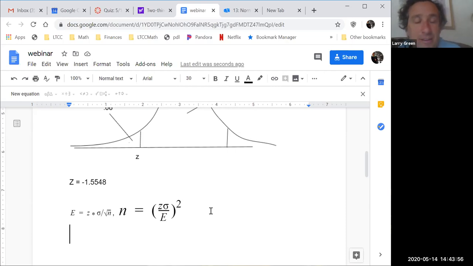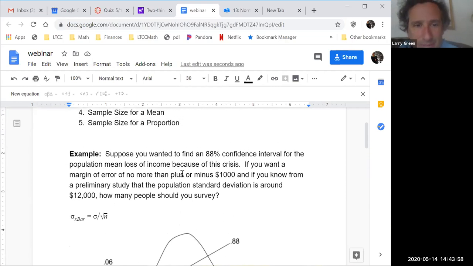You thought it was PQ. Let's look at the question again. You want to find a confidence interval for, take a look, population mean loss of income. Is that clear? Okay, we'll get to PQ, but it's not there yet. That's a different question. That's number five, by the way.